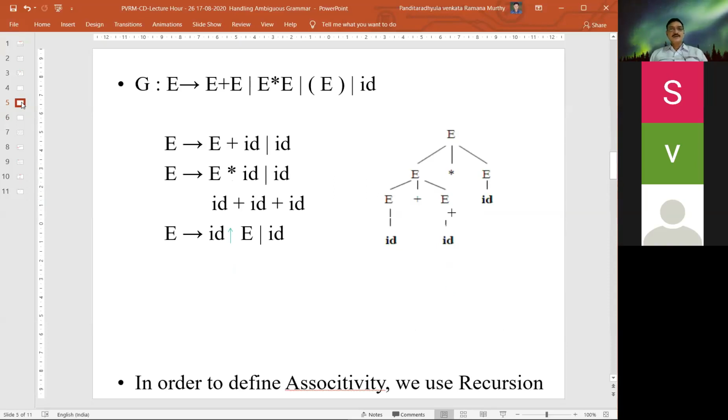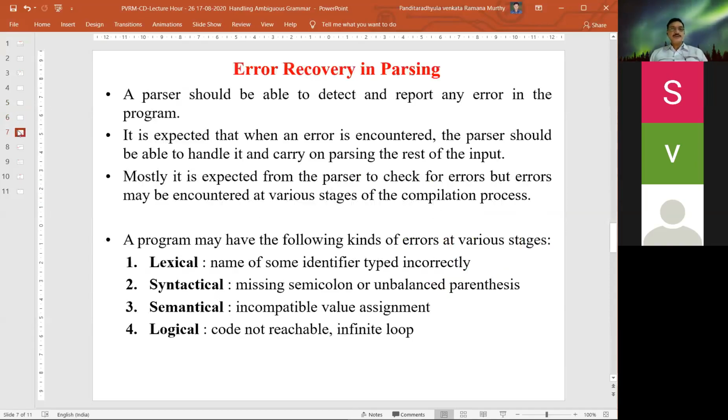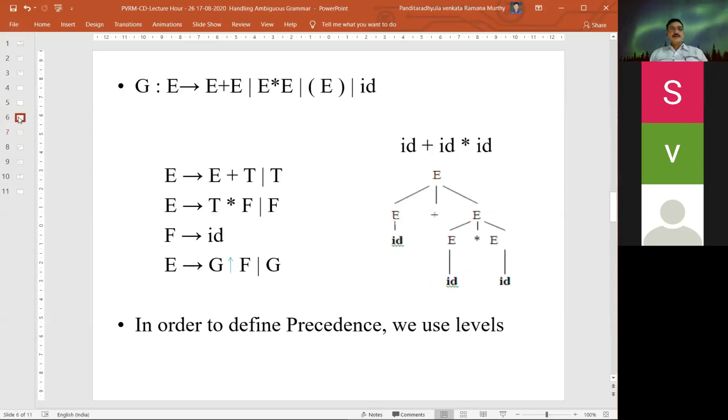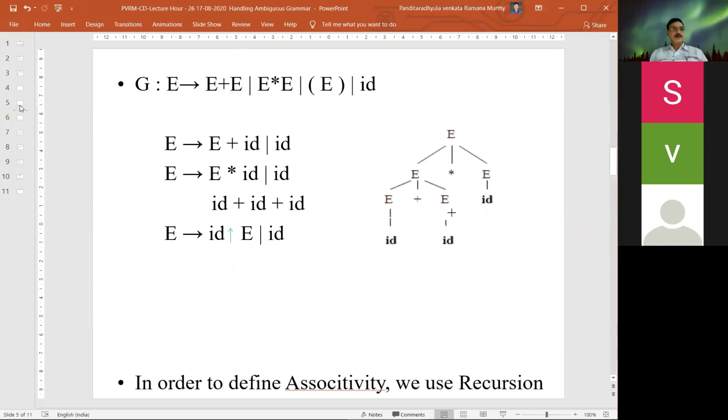Towards identifying the plus signs or multiplication signs. So for example, now the associativity we are applying, the left associativity we are applying for getting the same symbols, only plus sign or multiplication sign.